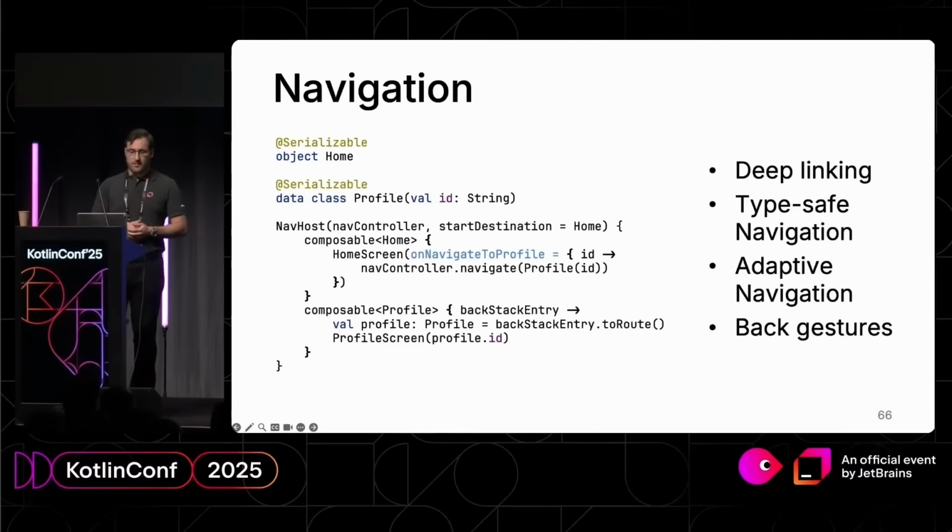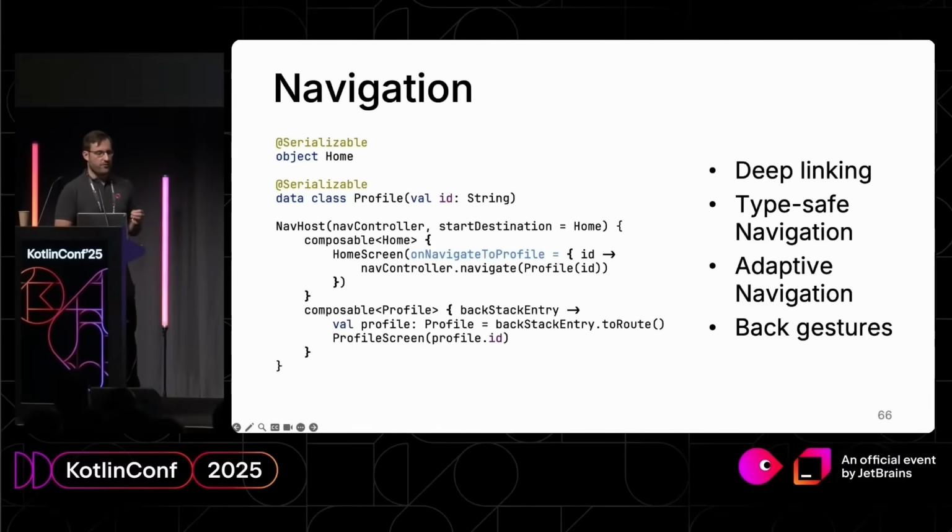Navigation is a similar story, and it is one that we have recently updated as well as part of Compose Multiplatform 1.8. It's now type safe, so you can specify your routes as objects that are serializable or data classes that are serializable, and you can use them to get the navigation arguments as well. We now also have support for deep linking, so you can have people be sent into your application, for example, from mobile Safari. And we also have adaptive navigation, including, of course, the back gestures that we've seen so far already in the Kotlin Conf app.